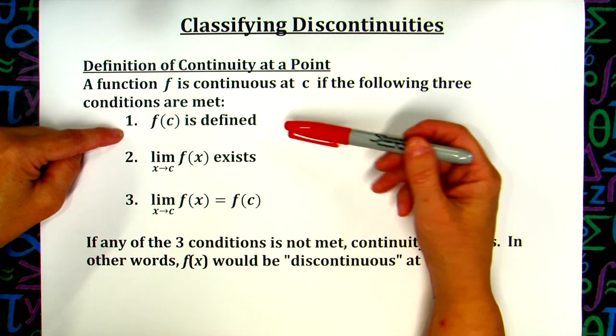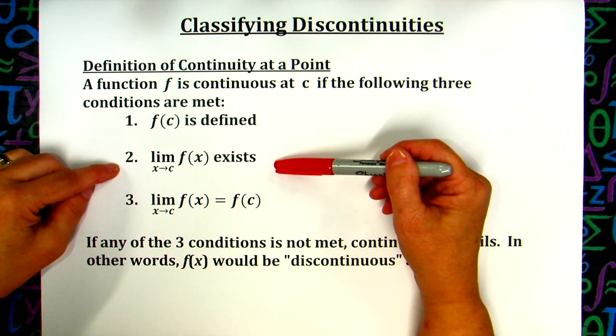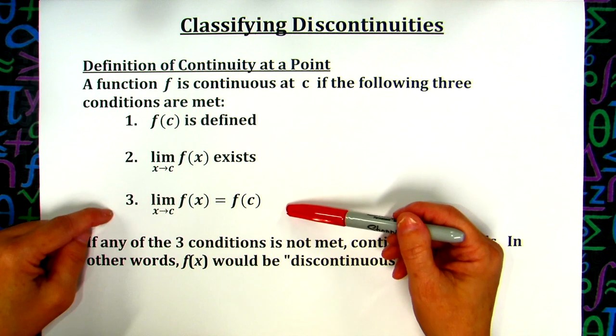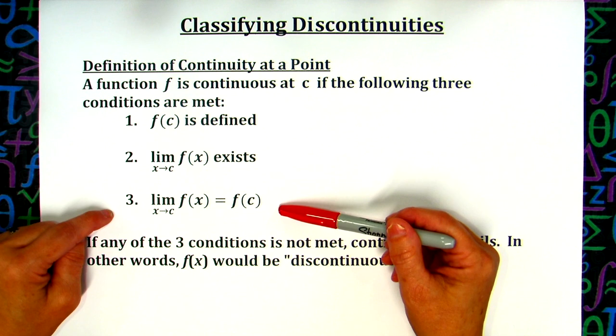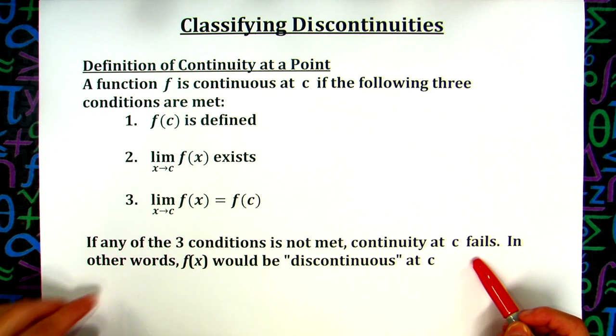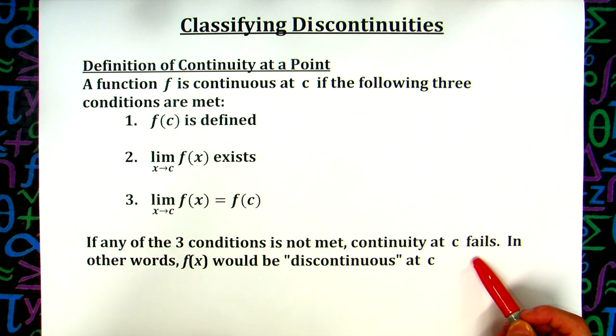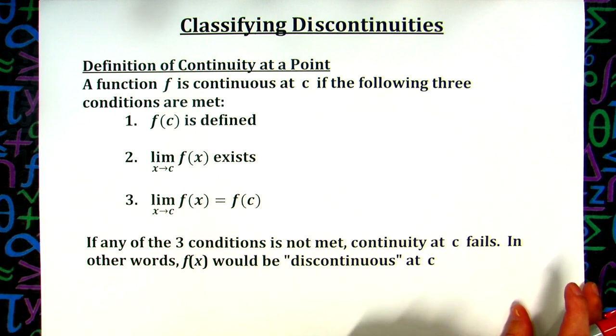One, f of c is defined, so the value of the function at c is defined. Two, at that point c, you're going to check to see if the left and the right side limits exist and are equal, and then the overall limit will exist. Third, the limit as x approaches c of the function is equal to the function value at c. If any of these three conditions is not met, continuity at c fails. In other words, f of x would be discontinuous at c if just one of those things is not true.